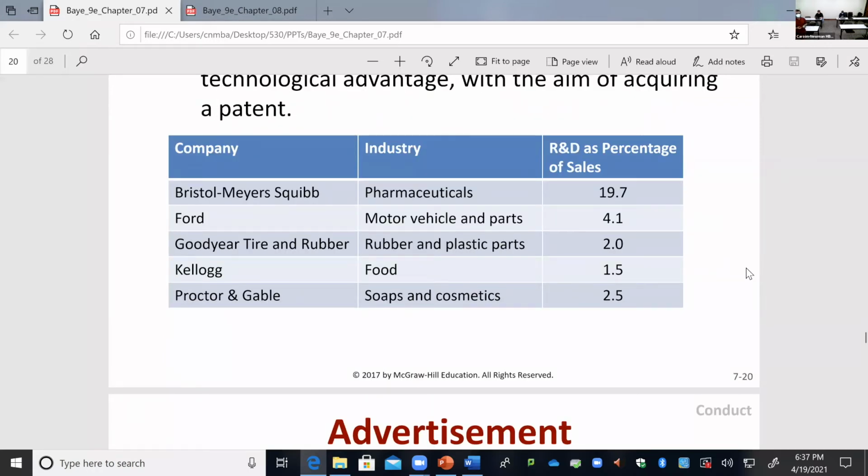Pharmaceuticals, 19.7; Ford, 4.1. It's actually, for pharmaceuticals, and this is even, I think, an exception. For most firms, it's not much. Okay, so they don't have much product development. That's why... what is the market cap of Ford? Can somebody Google that? What's the market cap of Ford?